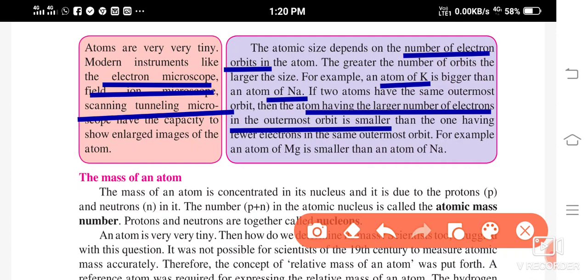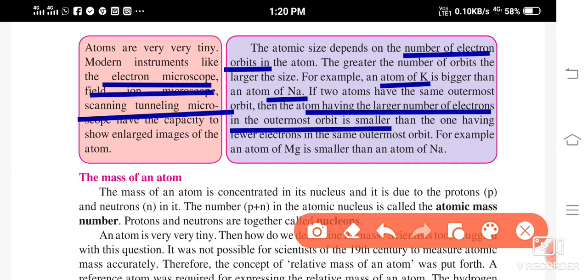Why do you think this is happening? See, if the electrons are more in the outermost orbit, what is going to happen? The nucleus is going to pull that orbit more towards it, isn't it? It's going to pull the electrons. So what is going to happen? The size of the orbit will reduce, and the size of that atom is going to reduce.